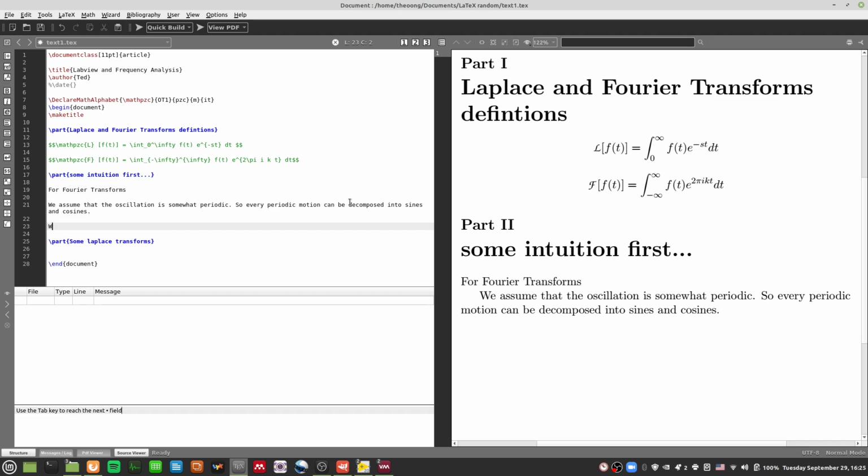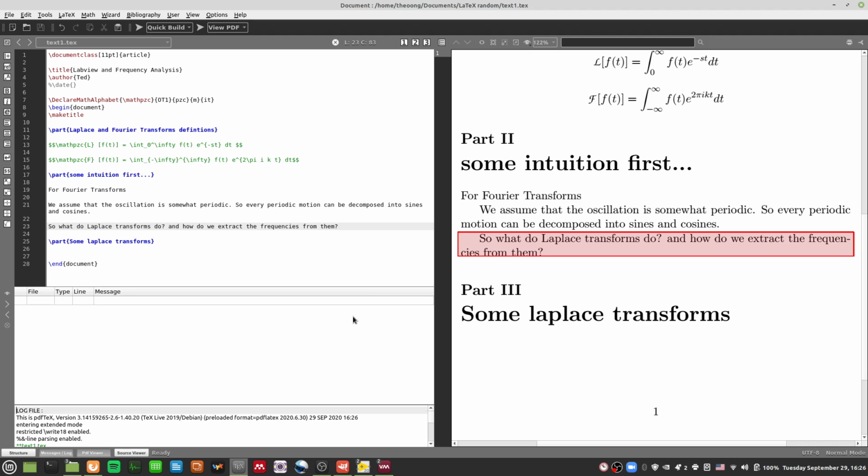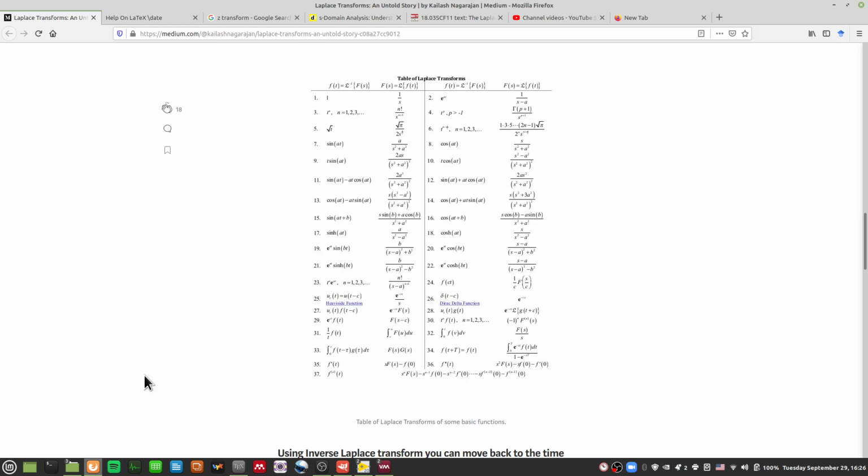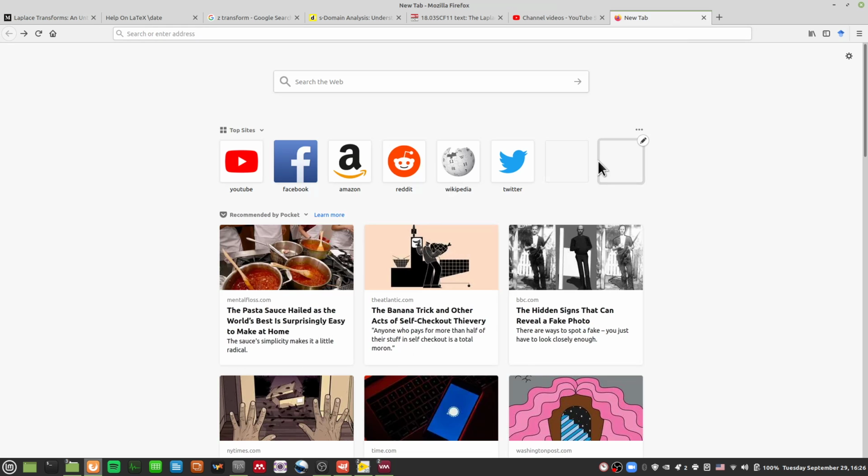So the question is, what do Laplace transforms do, and how do we extract the frequency from them? How do we extract a frequency from a Laplace transform? Besides looking at the definitions first, I'll then use the table to help you see where the frequencies are.